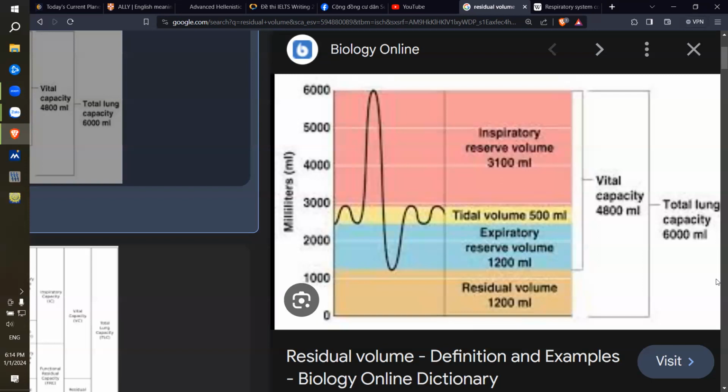Measuring these lung volumes and capacities is crucial because it helps us detect some pulmonary diseases. A decrease in vital capacity can be a sign of impaired lung function, while an increase in residual volume may indicate the presence of airway obstruction or other respiratory issues.